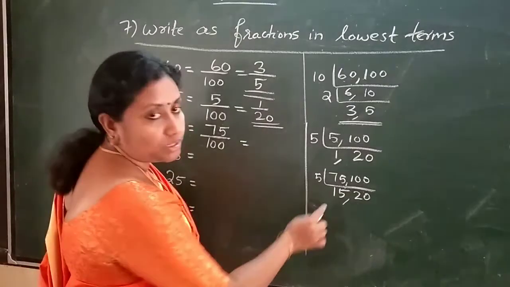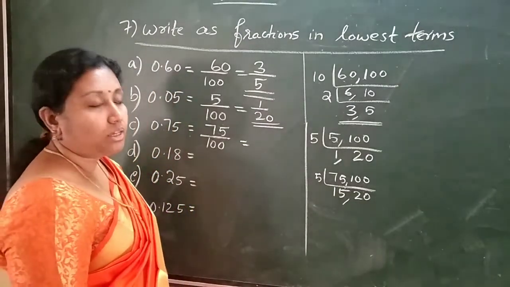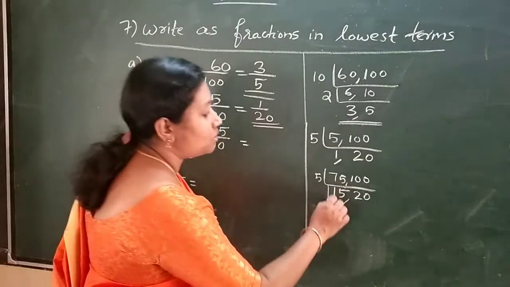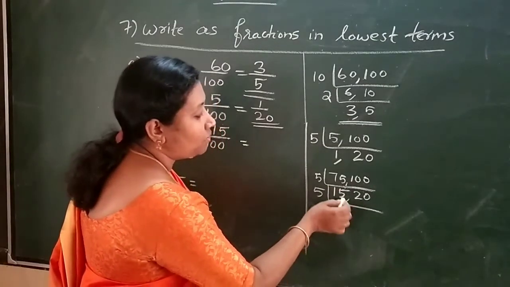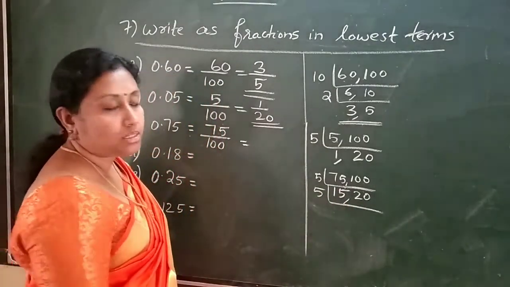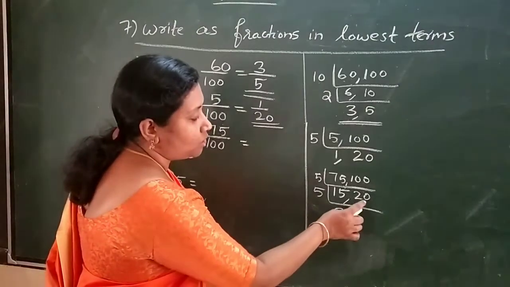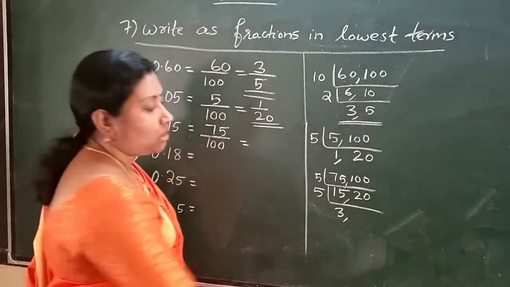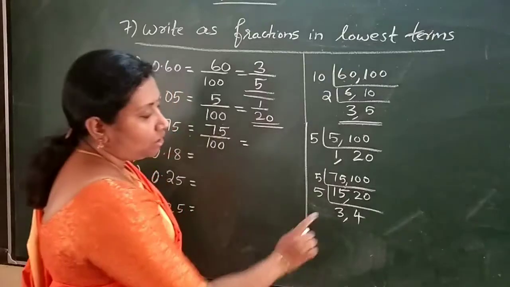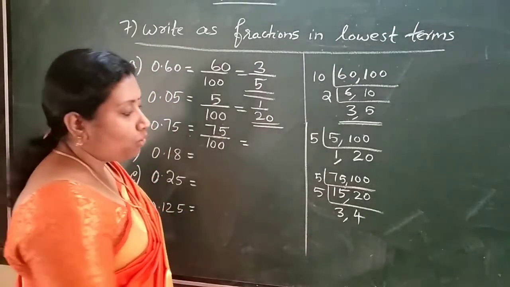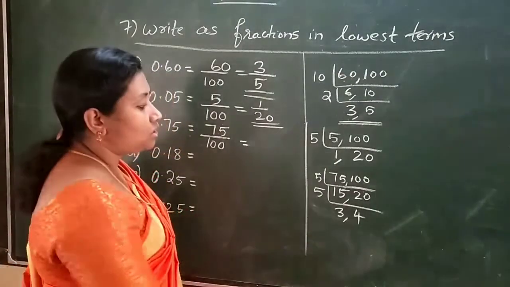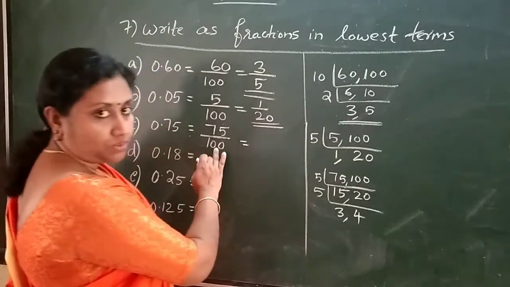Again, these two numbers are divisible by which number? Yes, these two numbers are divisible by 5. 15 divided by 5 is 3. Then 20 divided by 5 is 4. Any other common factor here? No common factor here. So this is the simplest form of this fraction.